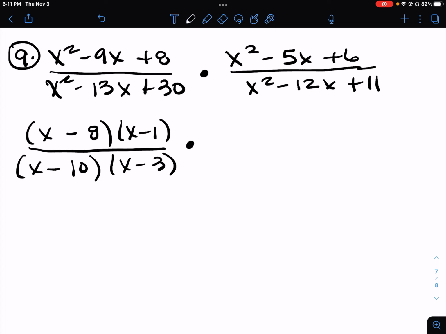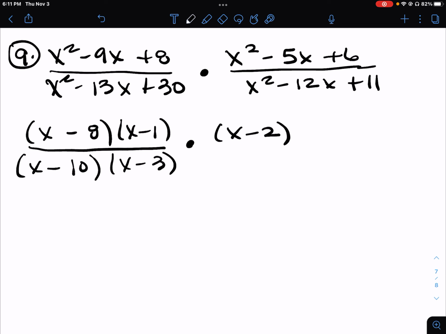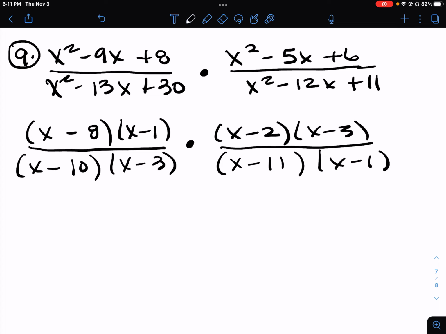Top right, multiply to 6, add to negative 5. So that would be minus 2 and minus 3. And at the bottom, multiply to 11, add to negative 12, negative 11, negative 1. Okay, see what divides out. I've got x minus 3 and x minus 1. And what's left is your answer.